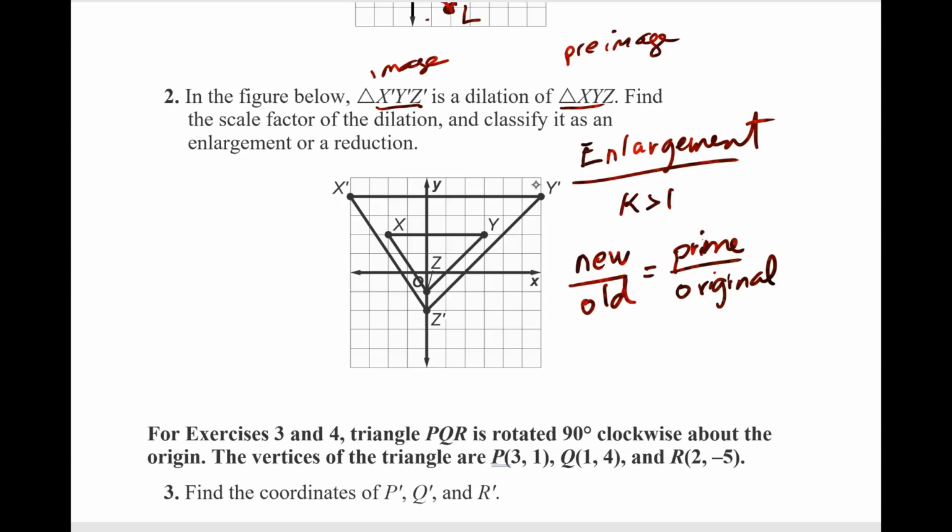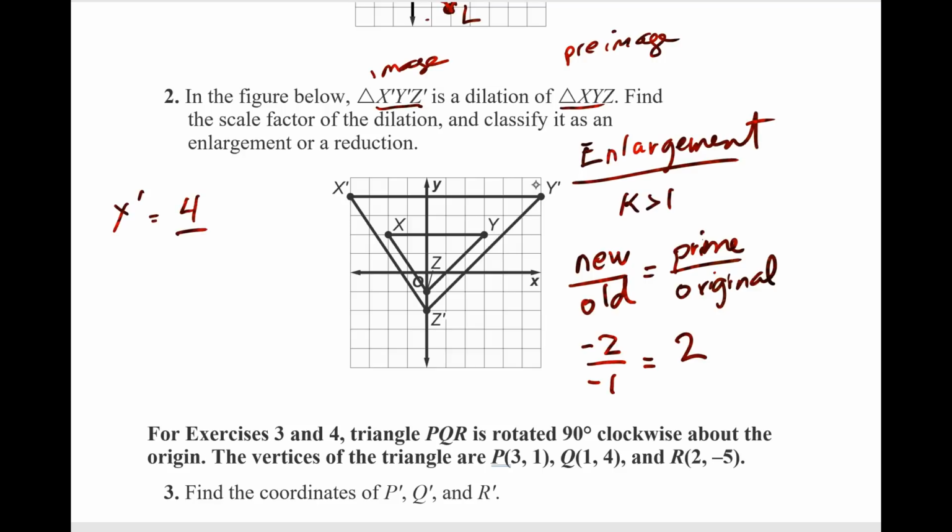All right? Any point. I can take this point. I can take this point. Or I can take this point. And since they moved up just a little bit, if I do new over old, Z prime is negative 1, 2, negative 2. Z is negative 1. Negative 2 divided by negative 1 is 2. So let's check this. I have to take Y. Y is 1, 2, 3, 4. Y prime is 4.